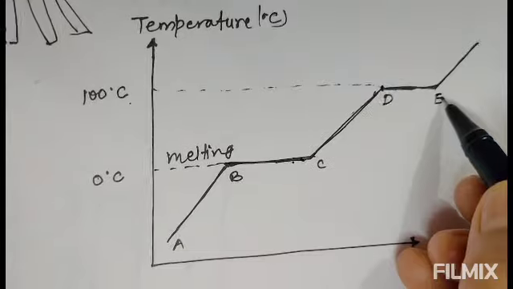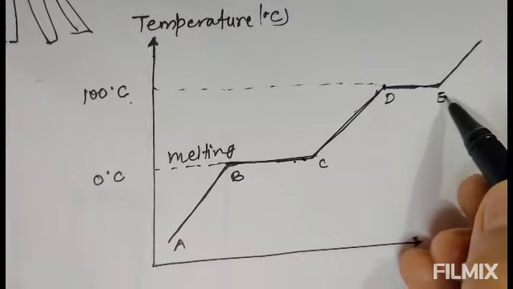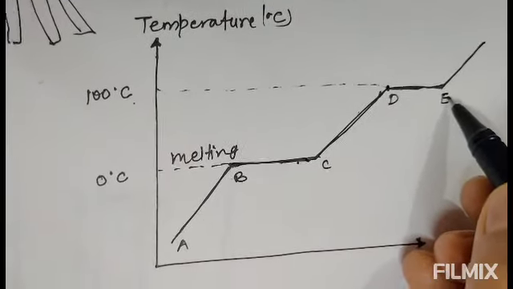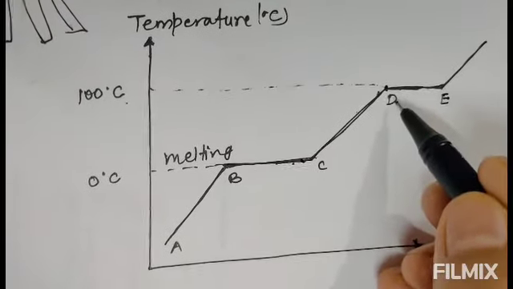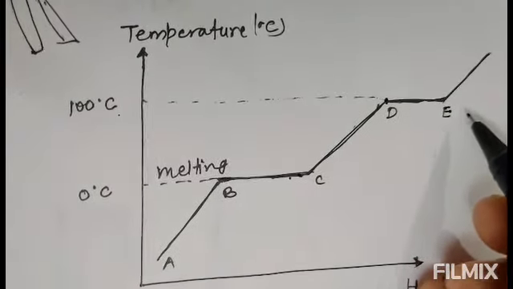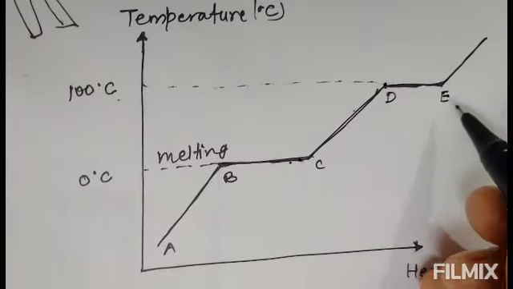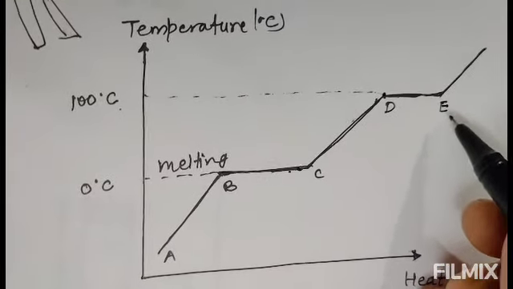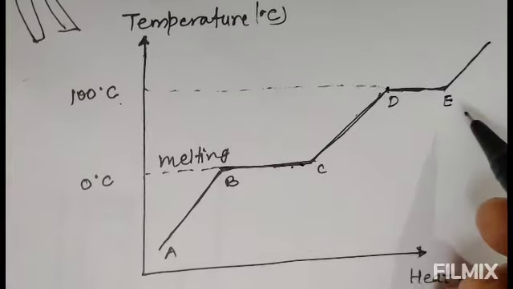Okay, so D to E here shows the temperature of water and the vapor remain constant, that is 100 degrees Celsius, until the entire water is converted into vapor. And it means both the liquid and vapor states of the substance coexist in thermal equilibrium during the change of states from liquid to vapor.